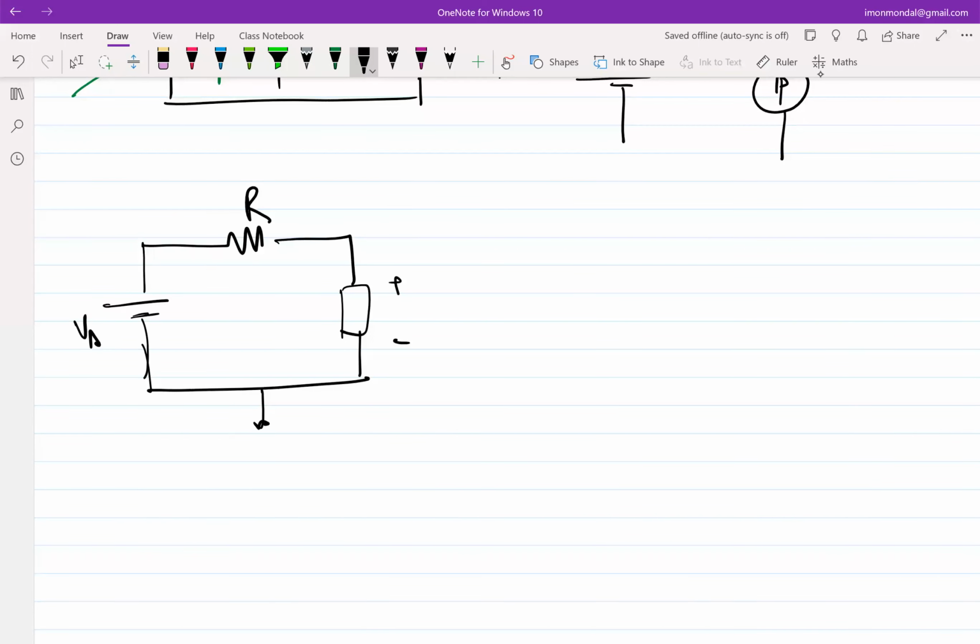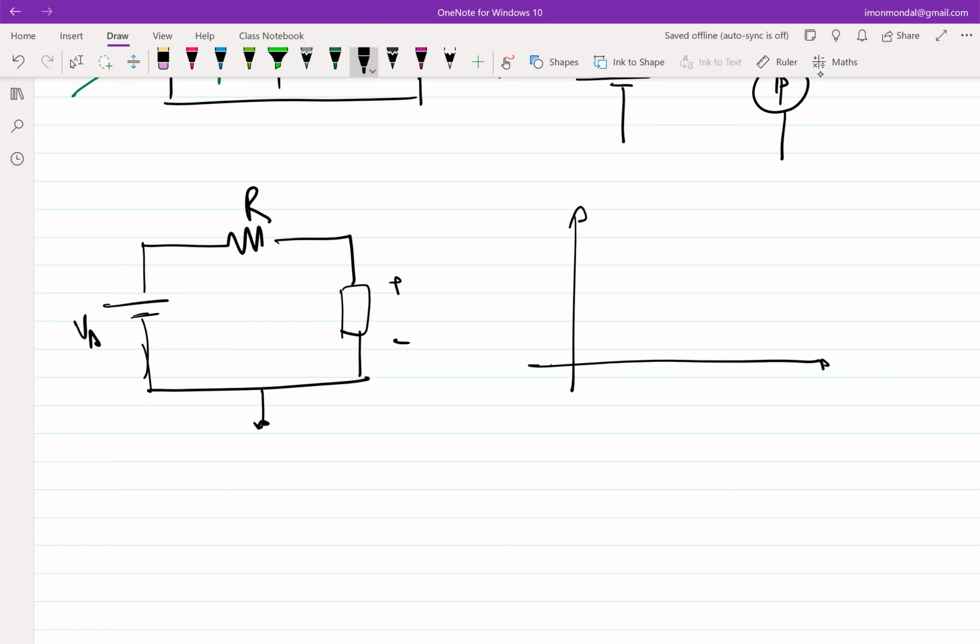So if the question asks you to figure out the quiescent point, rest assured that it will be something which can be hand calculated. Otherwise, there's no point, right? So let me give an example.